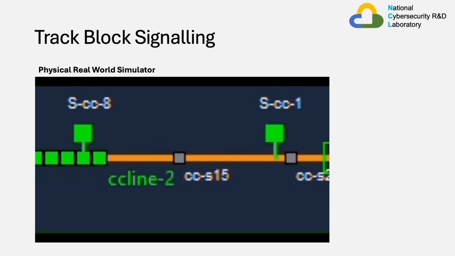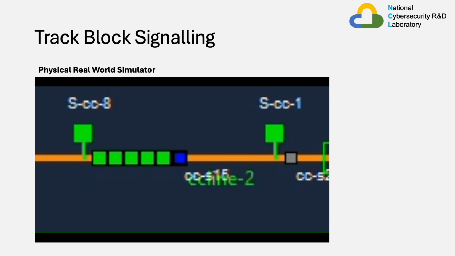So, in this clip, we have the train CC Line 2 traveling along the circle line. On the physical real-world simulator, you can ignore the signal 1 on the right for now, as we will not be focusing on it. Now, as the train passes over the middle sensor S15, notice that the signal behind it, signal 8, turns from green to red. This indicates to any train behind that there is a train in the fixed block.